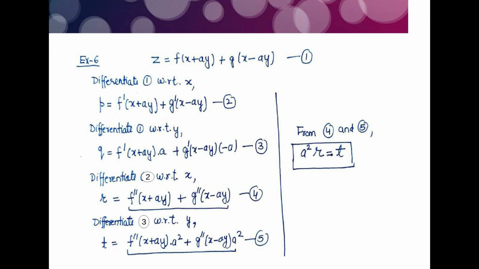Now we find out r, that is the second order derivative of z with respect to x. So it will be f double dash of x plus ay plus g double dash of x minus ay, that is equation number 4. Now we start with equation number 3. And now we differentiate with respect to y. We have now equation number 5. Now using equation number 4 and 5, we can eliminate these two functions f and g, and we get the equation a square r equal to t. So this is the final solution.